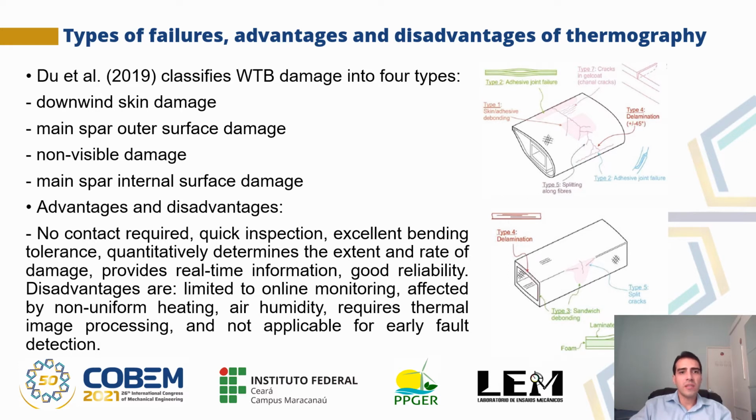Du et al. 2019 classifies WTB damage into four types: downwind skin damage, main spar outer surface damage, non-visible damage, and main spar internal surface damage. Advantages: no contact required, quick inspection, excellent bending tolerance, quantitatively determines the extent and rate of damage, provides real-time information, good reliability. Disadvantages are: limited to online monitoring, affected by non-uniform heating and air humidity, requires thermal image processing, and not applicable for early fault detection.